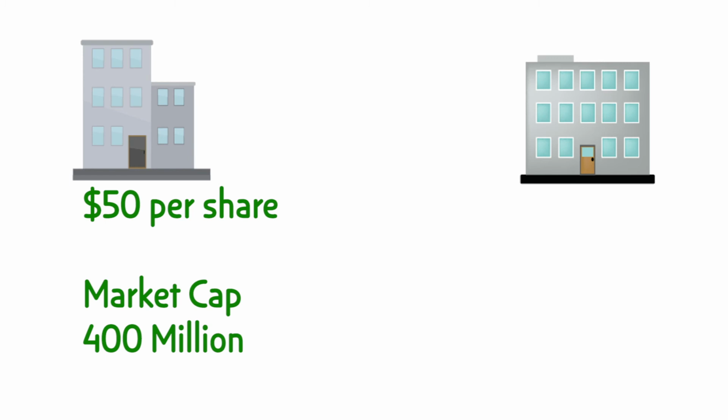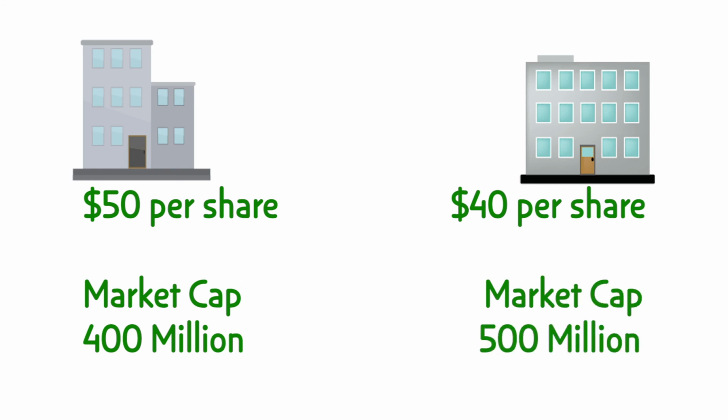If you can get anything out of this video, it's don't always look at the price of a stock and assume it's a valuable company, because it's possible for a stock to be priced at $50 a share and have a market cap of 400 million, and a totally different company be priced at $40 a share and have a market cap of 500 million, which would make this company more valuable. So keep that in mind.